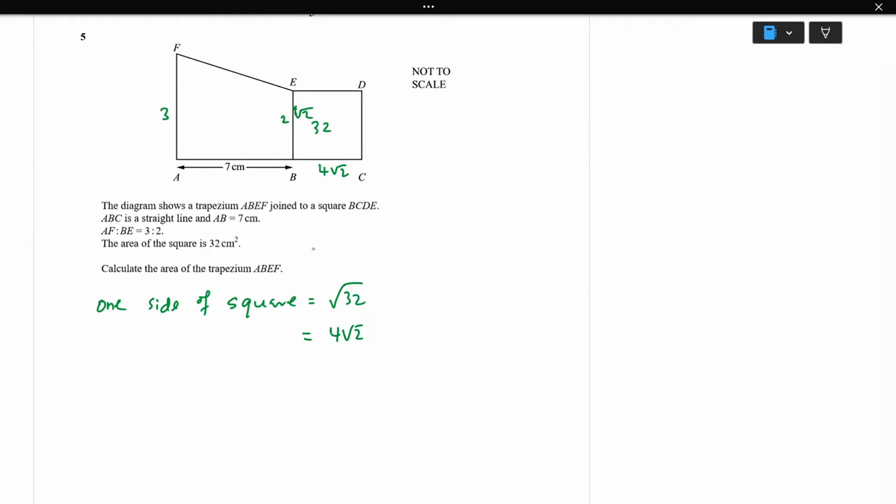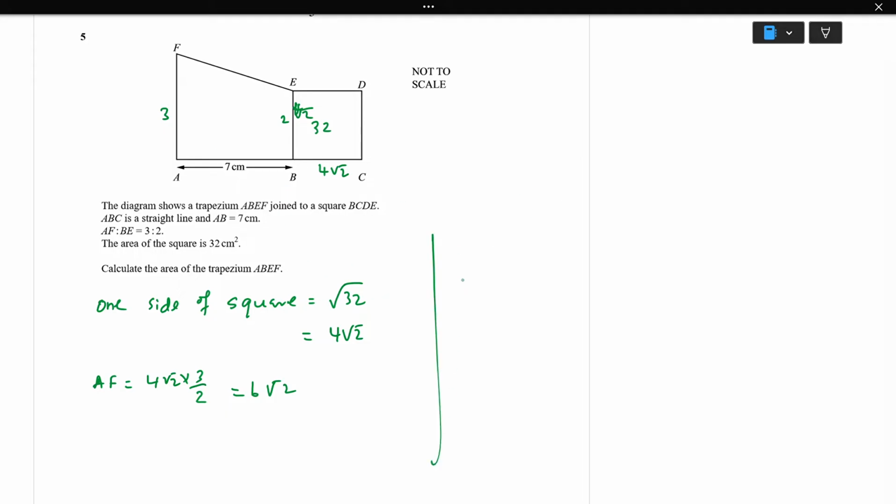Next, we need to find this AF. So we know the ratio, AF equals 4√2 times 3/2, which is 6√2. So now we got the parallel sides. Here is 4√2 and here is 6√2.